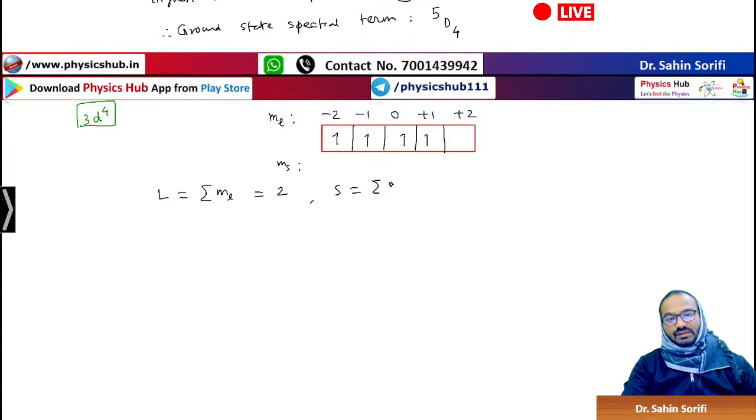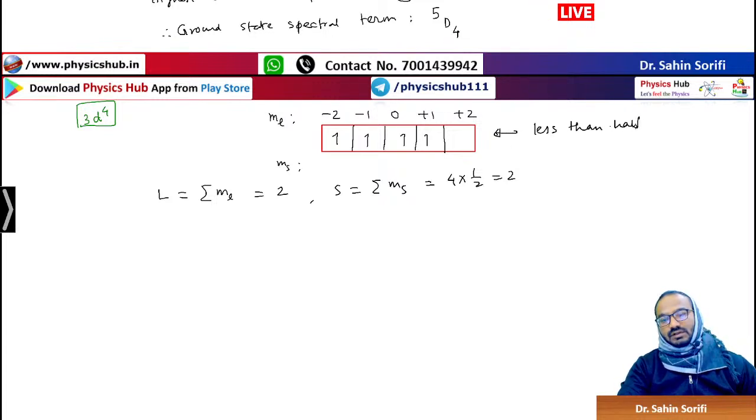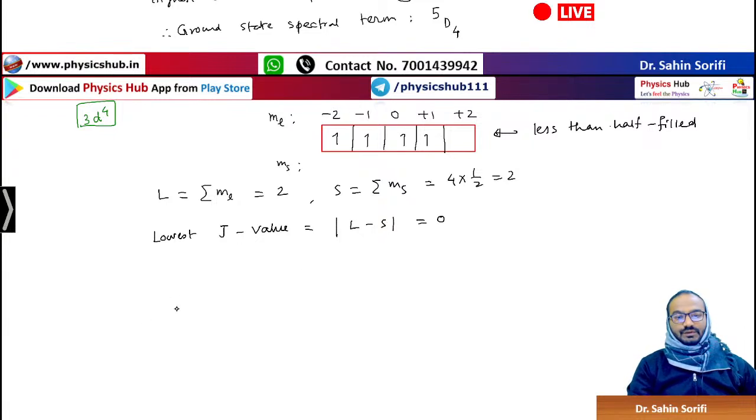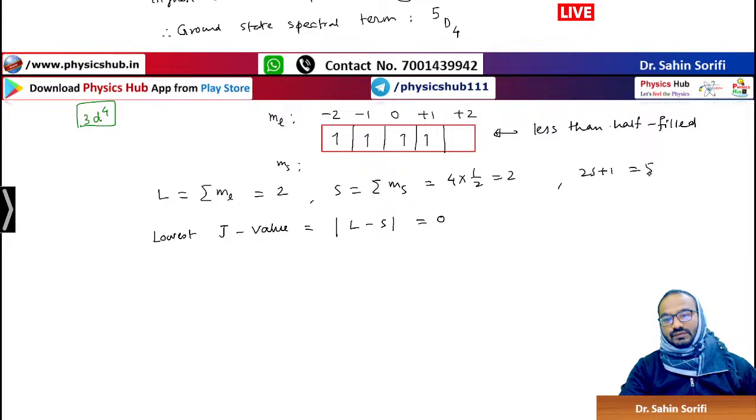Then we have S, the sum over ms, 4 halves, 2. Now this is the case of less than half filled. For less than half filled, we know the inverted order will appear. So we need the lowest J, because this is less than half filled. We have to consider the inverted order as far as Hund's rule is concerned. So the lowest J value will be L minus S, so this will be 0. So here what will be the ground state term? 2S plus 1 is 5, so 5D0.